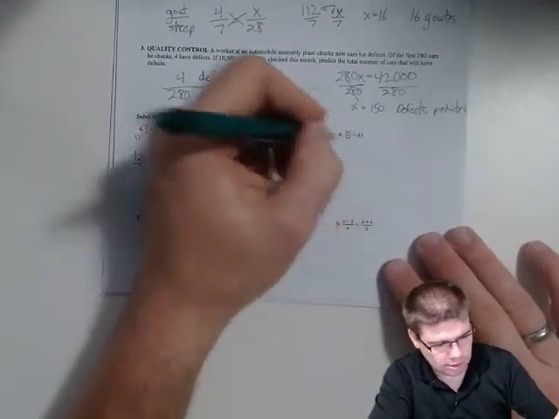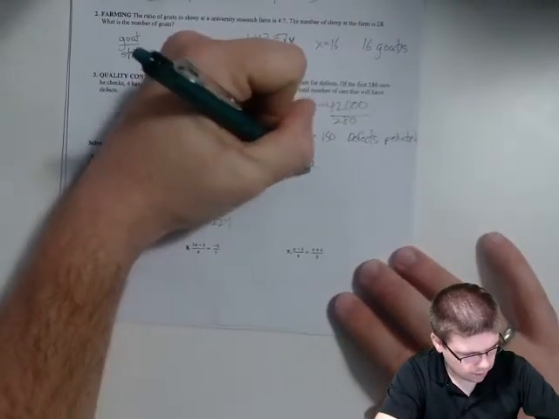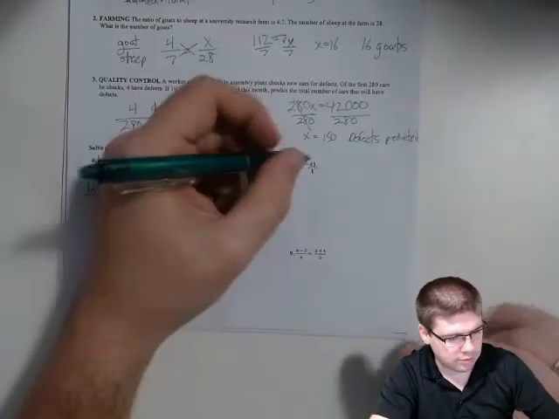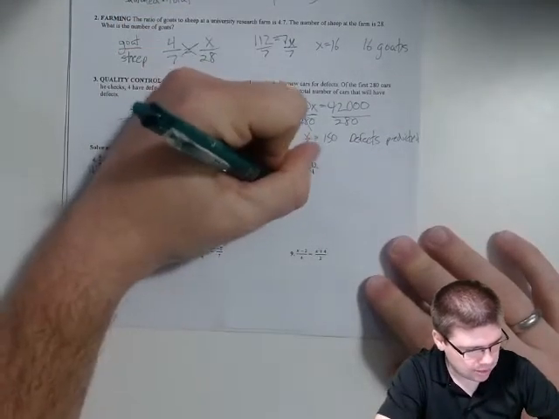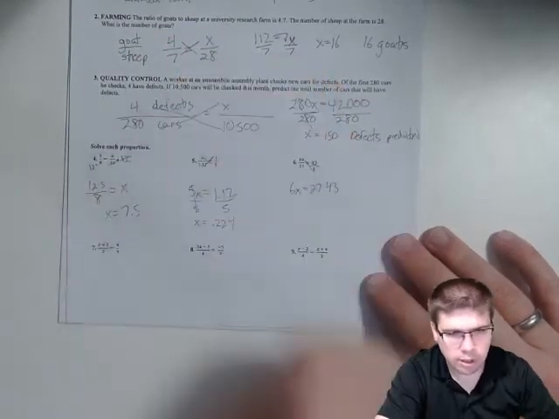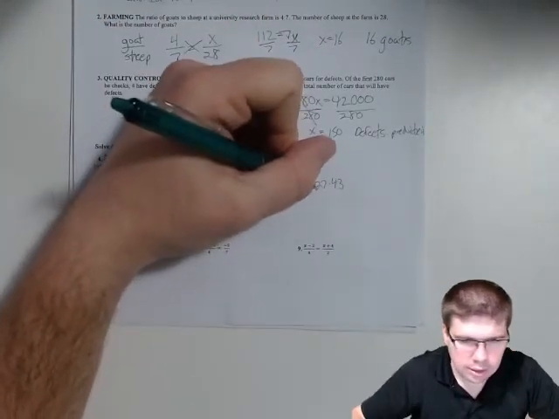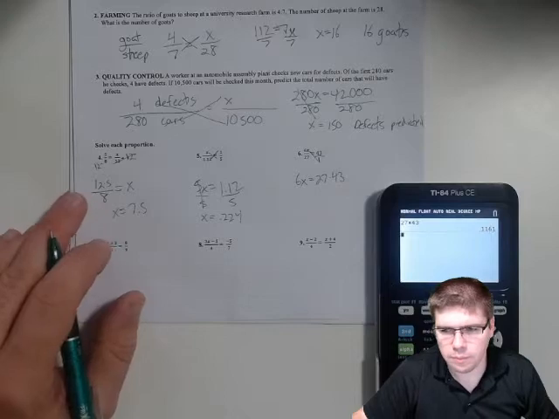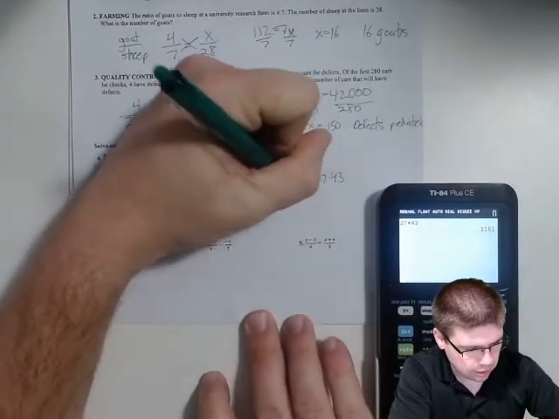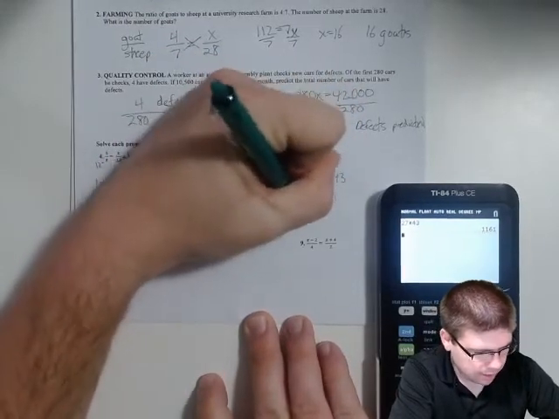This one, cross multiplication seems like it's not going to work. Well, we can think of that 43 as 43 over 1, if we want to write that as a fraction. So then we can cross multiply. We get 6x is equal to 27 times 43, which works out to be, let me just punch this in, 1,161. So we get 6x equals 1,161. We divide by 6.